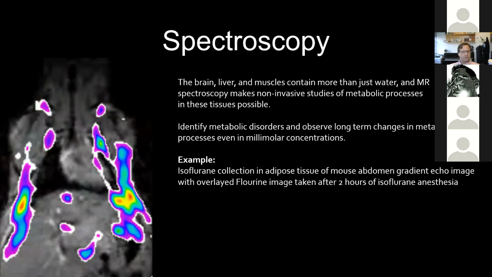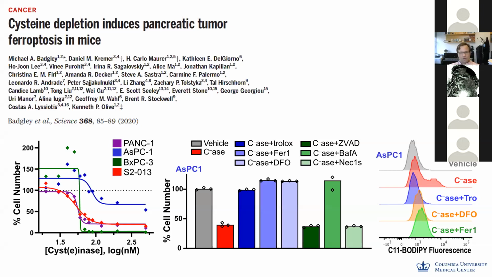Among those of interest, we can detect some lipids, we can detect glutathione, and I just wanted to show you one little vignette from my own research. So we recently published this paper studying cysteine metabolism in pancreatic cancer, and this is just a small little excerpt from it.